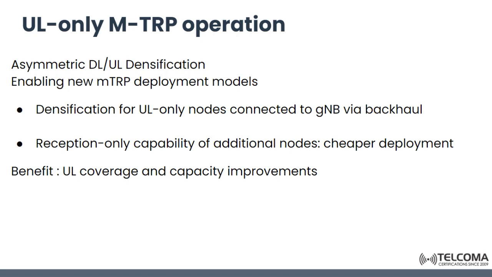Also uplink only MTRP operation. There is asymmetric downlink uplink densification, and it can enable new MTRP deployment models. There is a densification of uplink only nodes which are connected to the gNodeB with the help of backhaul, with reception only capability of additional nodes, for cheaper deployment. Because of this, uplink coverage and capacity should be improved.